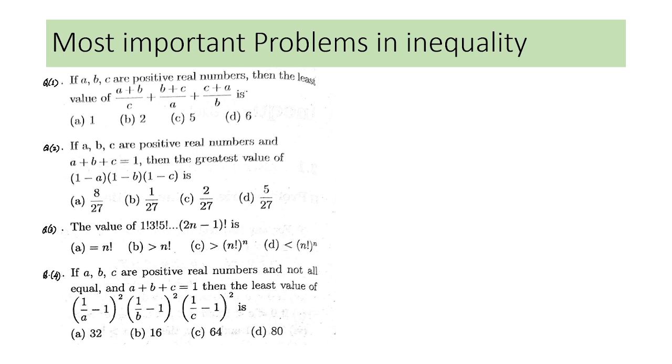if A, B, C are positive real numbers, then the least value of (A plus B) by C plus (B plus C) by A plus (C plus A) by B is: option A is 1, option B is 2, option C is 5 and option D is 6. So now we will solve this problem.